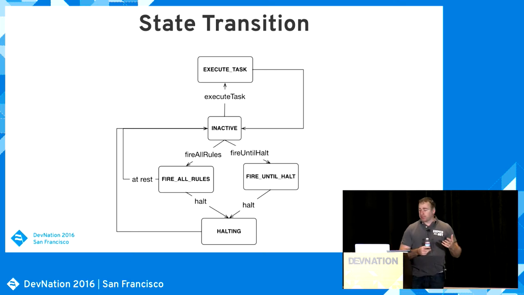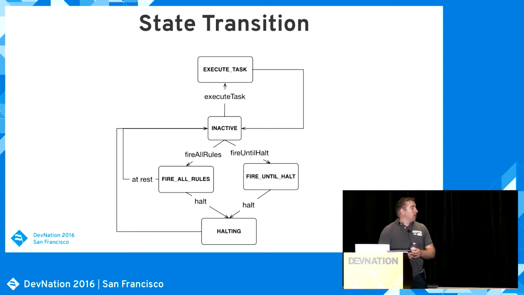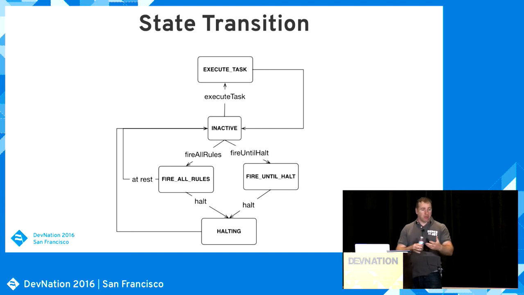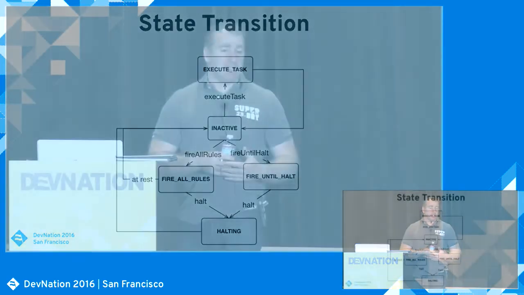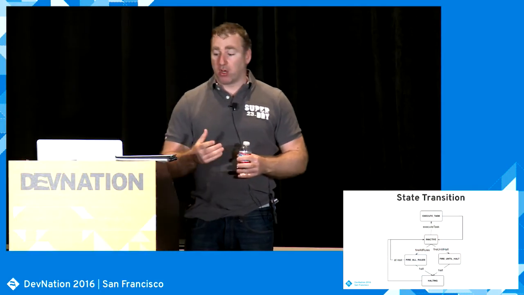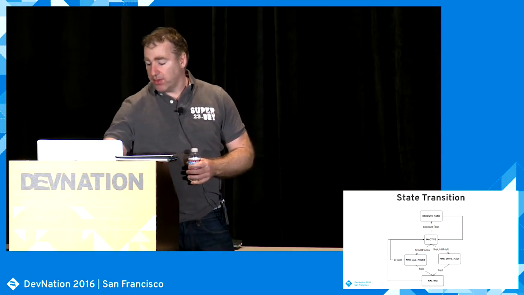If I'm already running fire rules and midway another thread calls fire until halt, what does it do? Actually, the fire until halt will wait. It will wait until fire rules finishes, and then the fire until halt will resume and take over. So you have the ability for tasks to be coordinated and resumed and consumed in a way which is not deterministic, but it's understandable. You can understand the behavior of it because it's documented and it's consistent. And I think that's the most important thing.